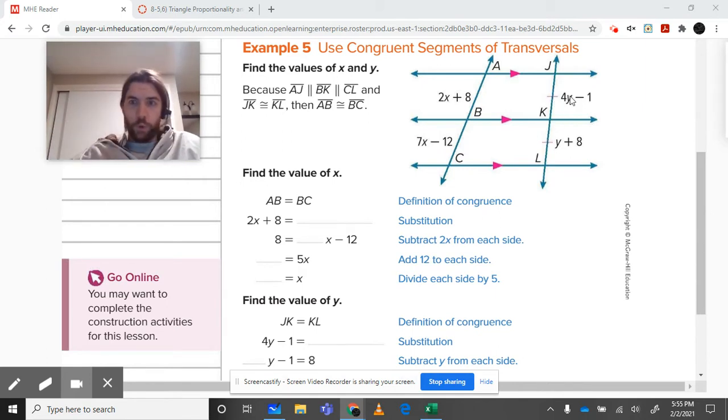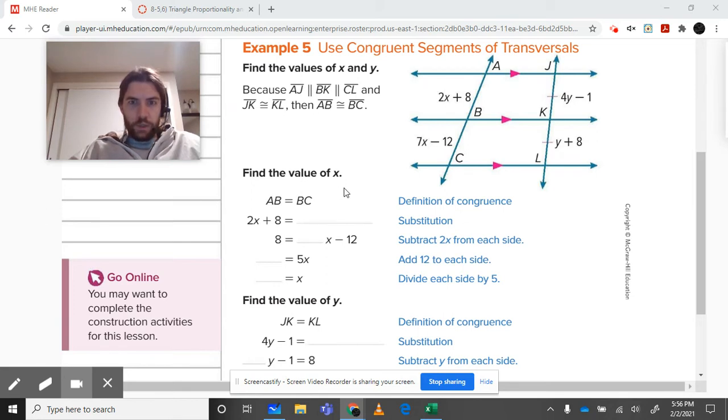One of them is written as 4y minus 1. One of them is written as y plus 8, but they're the same length. So if this is a 1 to 1 proportion, then these two must be 1 to 1. 2x plus 8 must be equal to 7x minus 12. These are also equal to each other, these two segments. Okay, so that's just definition of congruence. If these two are congruent, these two must be congruent because the sides are proportional.